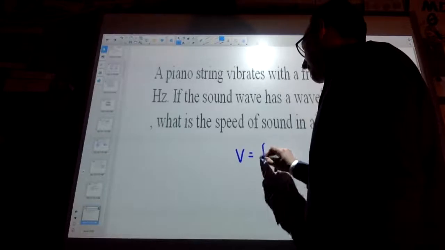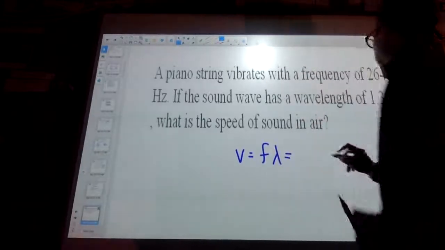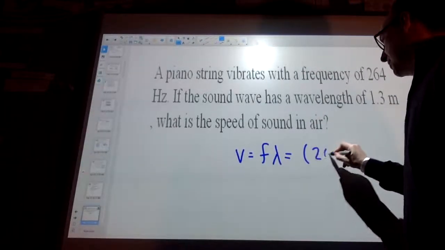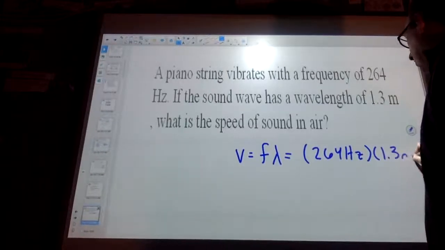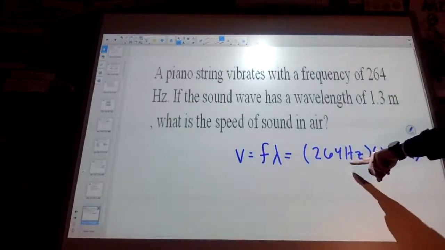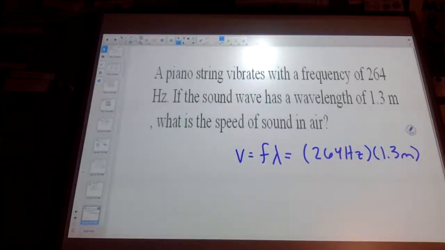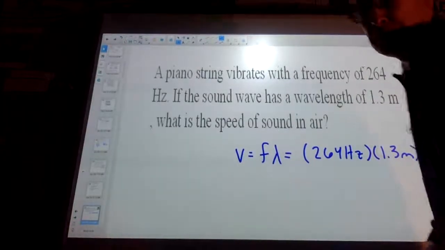So our velocity is going to be this frequency times wavelength. So this is going to be 264 times 1.3. And again, this is 1 over seconds. So 1 over seconds times meters.